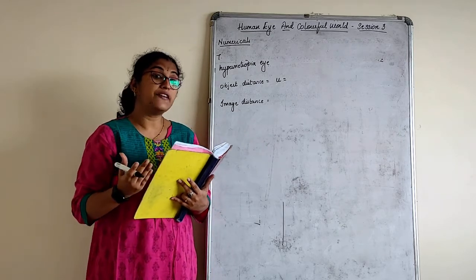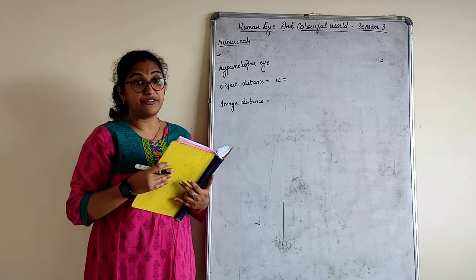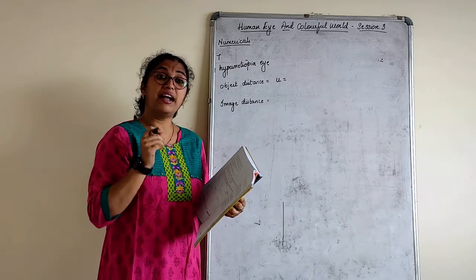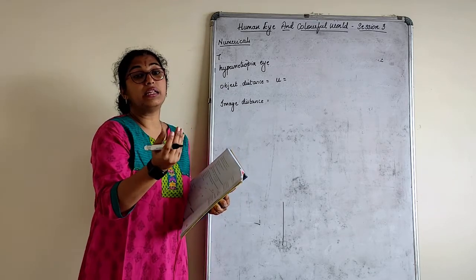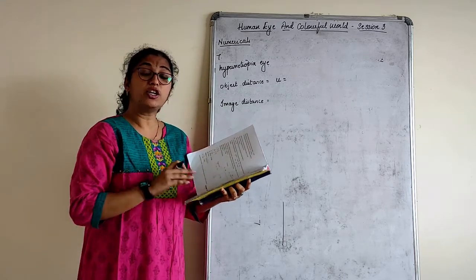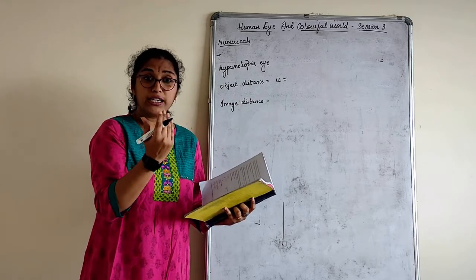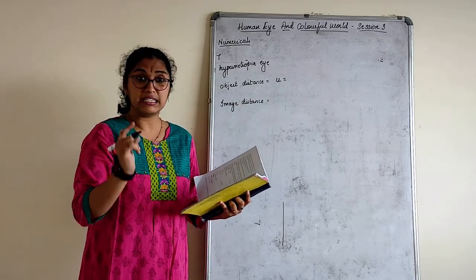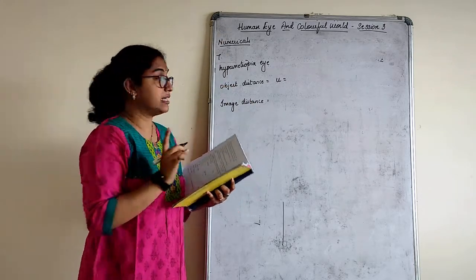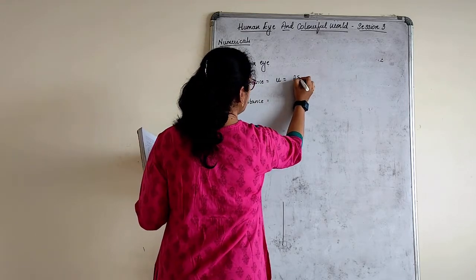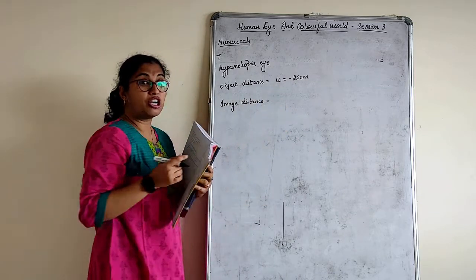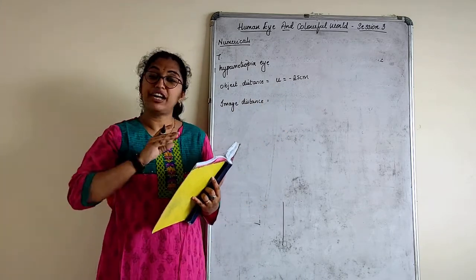The near point of the hypermetropic eye is 1 meter. For a normal eye, what is the near point? 25 centimeter. But here, instead of 25 centimeter, it's 1 meter, that means 100 centimeter. What should be the object distance? If you keep the object at 25, can the person see? Yes. Near point is 100, and beyond that he is not able to see. So object distance u is equal to minus 25 centimeter. It will not be less than 25, because less than 25 nobody can see.